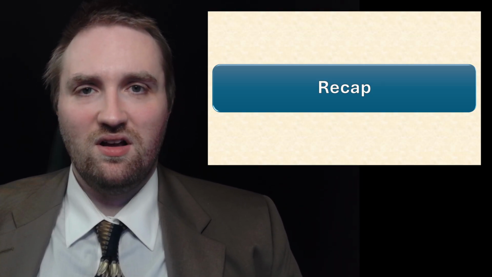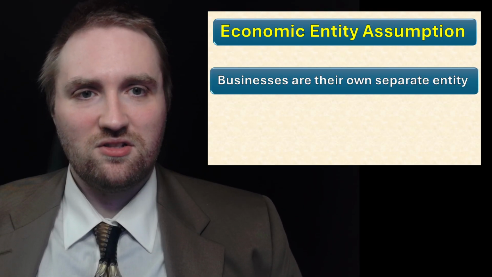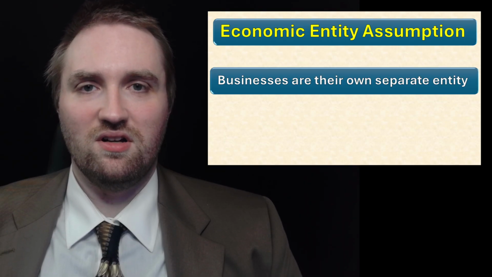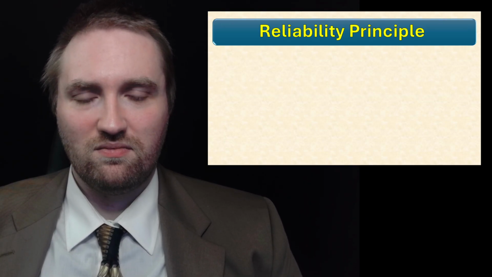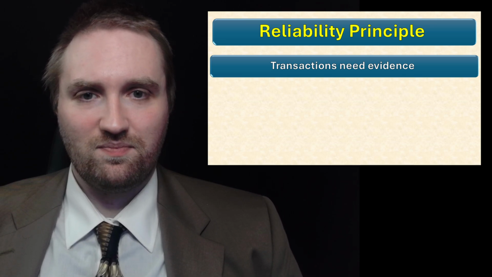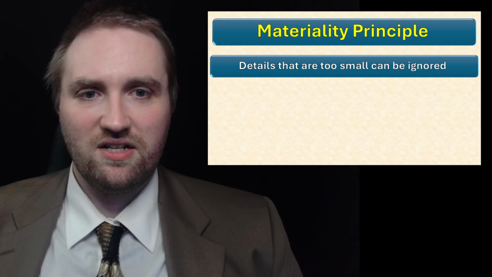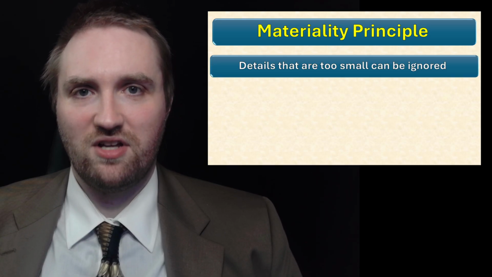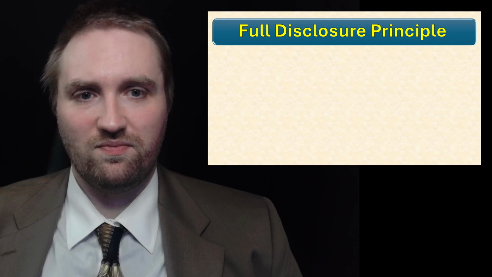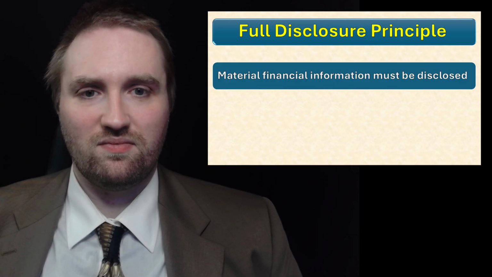Number 1, what is the economic entity assumption? For accounting purposes, businesses are considered their own separate entity. Number 2, what is the reliability principle? Reliability principle states that transactions need evidence. Number 3, what is the materiality principle? Details that are too small to affect the financial statements can be ignored. Number 4. What is the full disclosure principle? Material financial information must be disclosed.